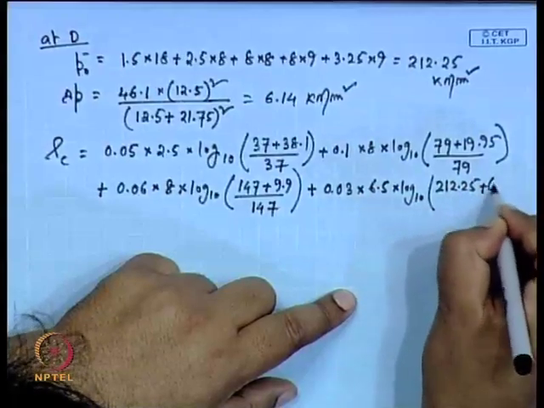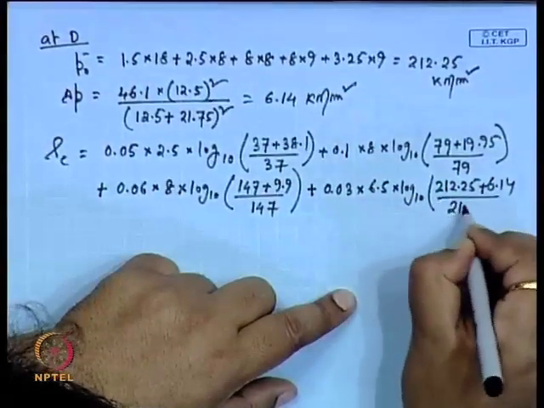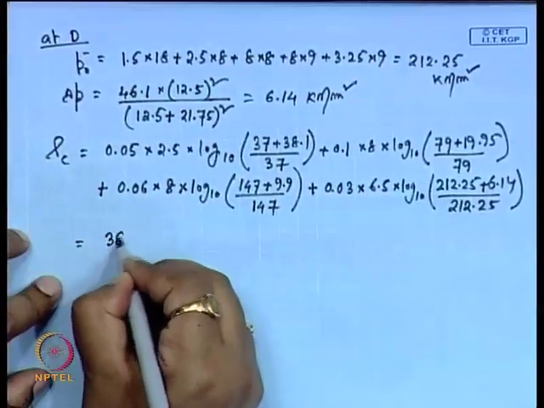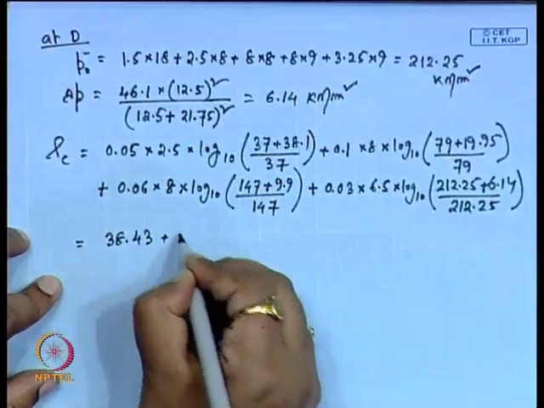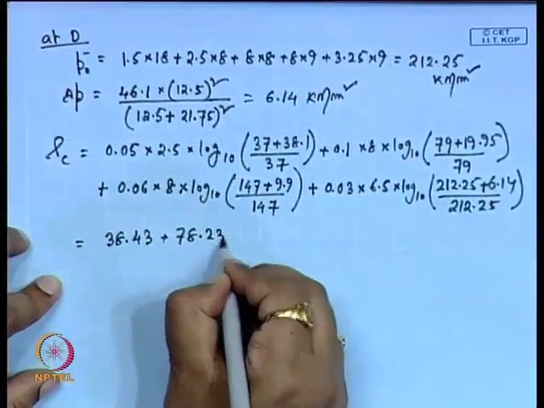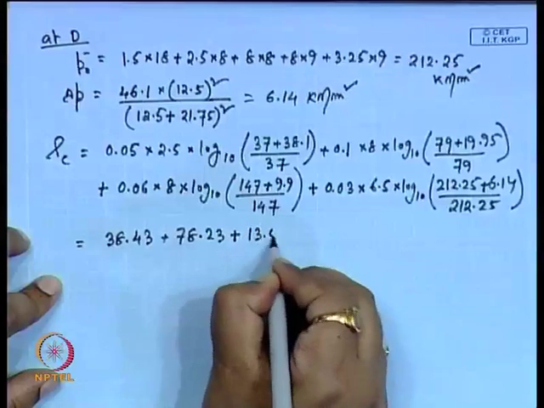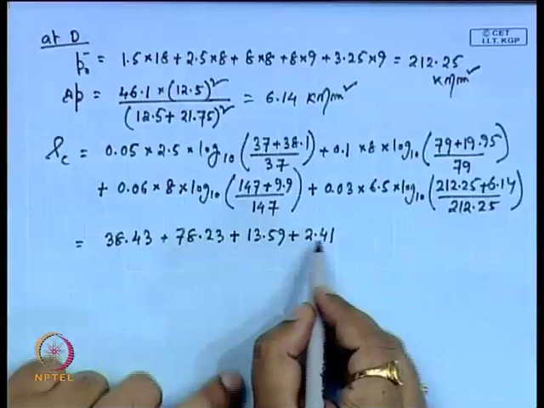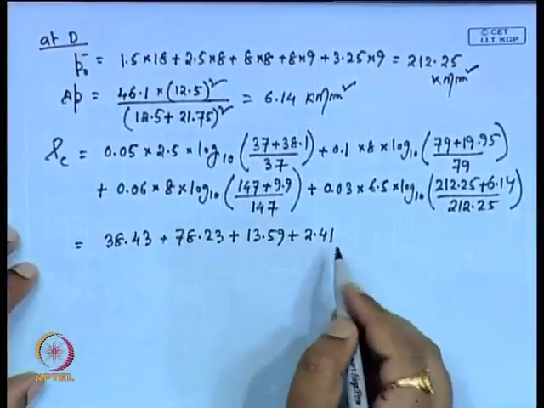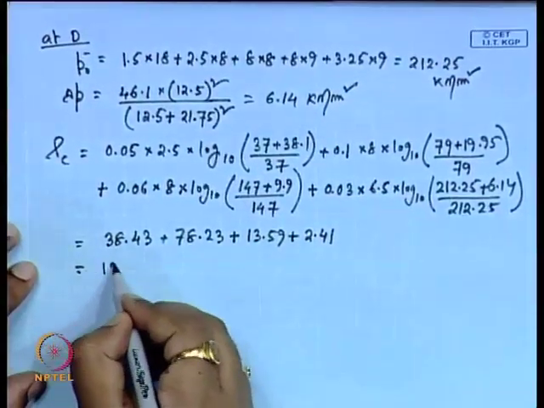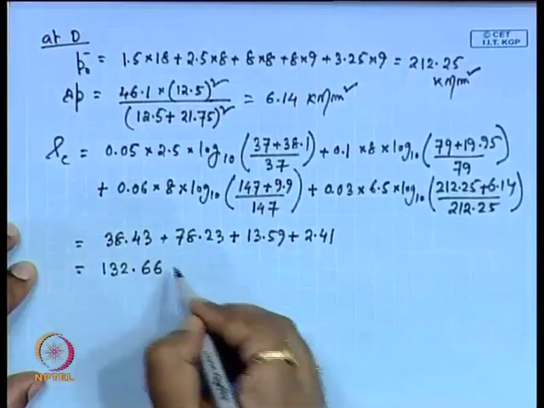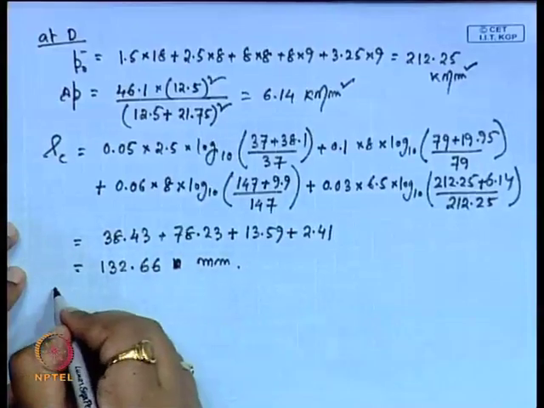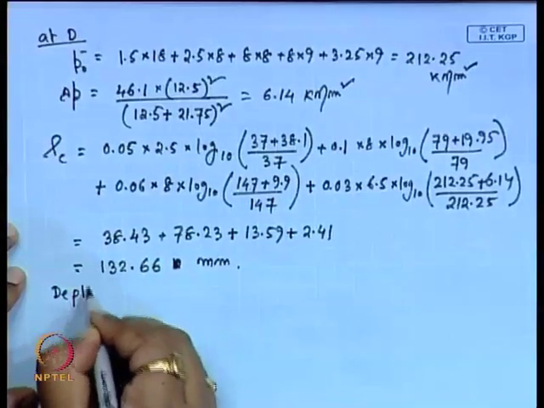212.25 plus 6.14 divided by 212.25. So, the individual settlement for each layer is 38.43 plus 78.23 plus 13.59 plus 2.41. So, we can see the last layer, this thickness is very negligible. So, the total one is 132.66 millimeter.